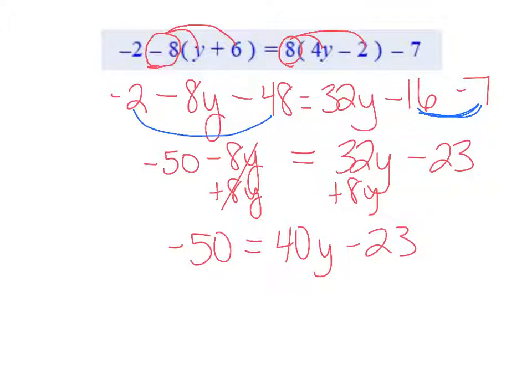Let's take numbers to the left. It's a minus 23, so I'm going to add, because I've got to do the opposite sign. Negative 50 and a positive 23. I think that's a negative 27.